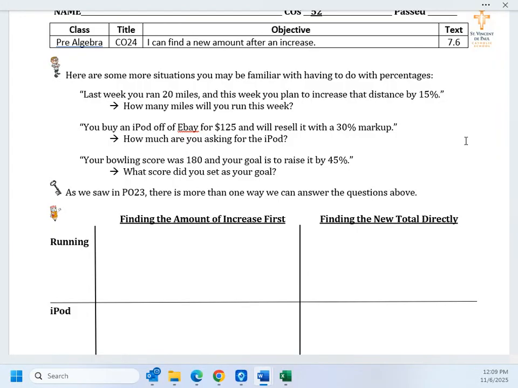So here are some more situations you might be familiar with having to do with percentages. The last objective was more real world. This is even more of the real world. Last week you ran 20 miles, and this week you plan to increase that distance by 15%. How many miles will you run this week?